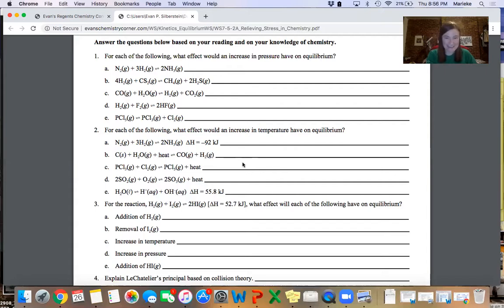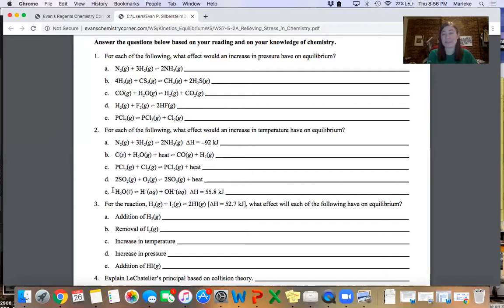For C, we have an exothermic reaction again, right? When we increase the temperature on an exothermic reaction, it's going to shift towards the reactants. So this is going to shift left. Same with D. E, they've again given us delta H, but now this time delta H is a positive number. There's no negative sign. That tells us that this reaction is endothermic.